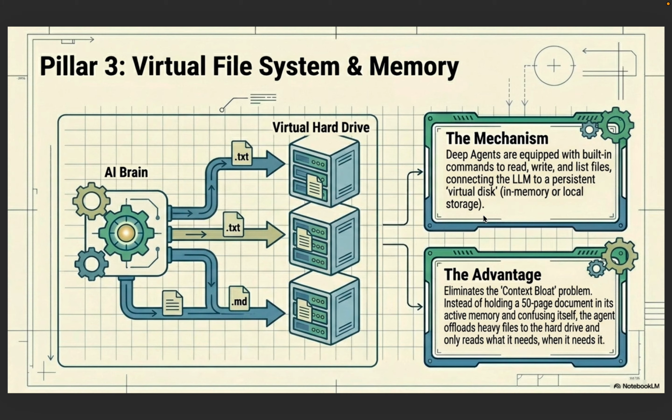Then we have the virtual file system and the memory. Consider we have a 1000-page PDF. Keeping all this context information is inefficient and expensive. So instead, the deep agent stores the information in files, for example, saving intermediate results, the report, and extracted details. Everything will be in the memory, so whenever it's needed, it will take it from the hard disk and execute it.